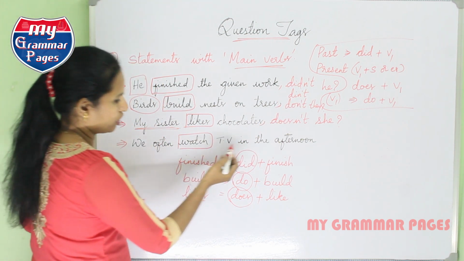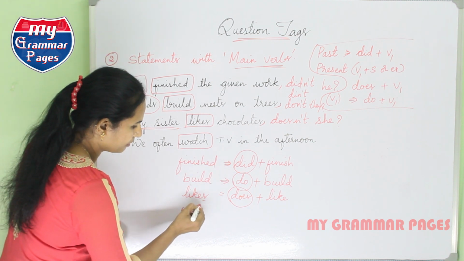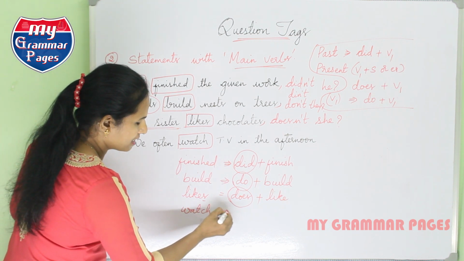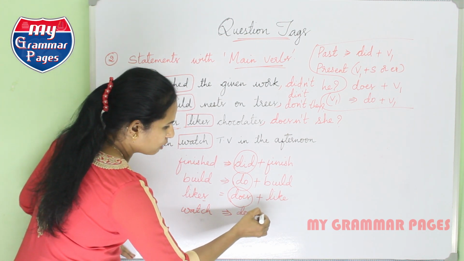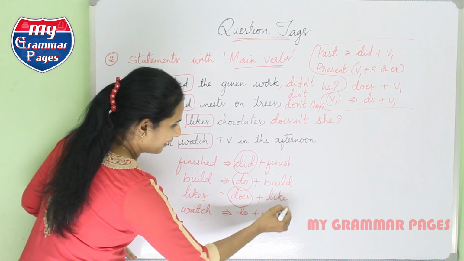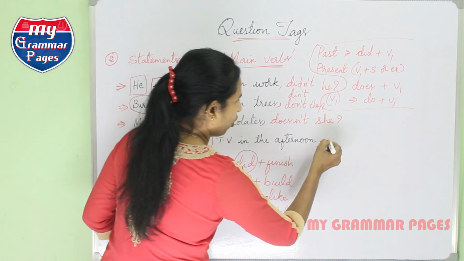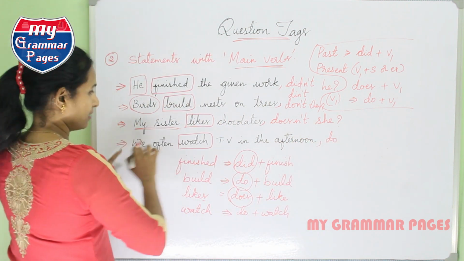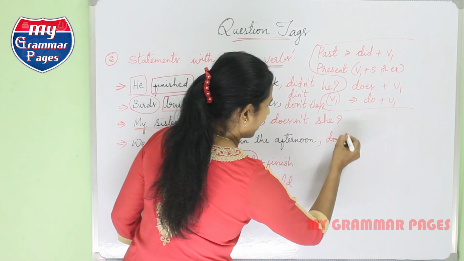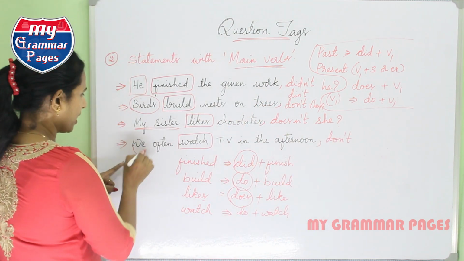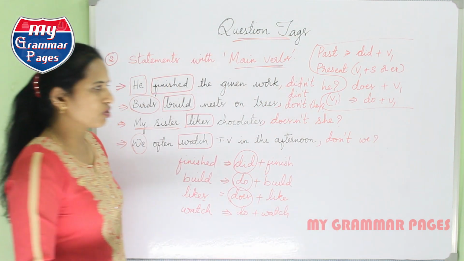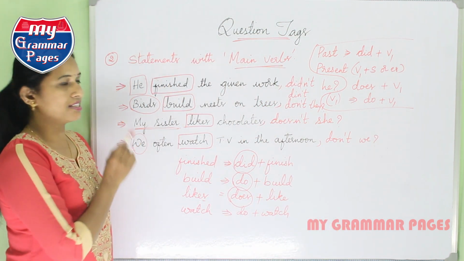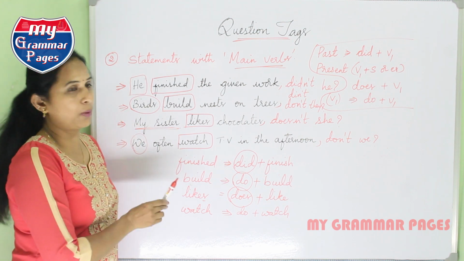And we often watch television. Watch is the main verb here. As it is a base form, I am going to take do once again. Do plus watch is equal to watch. Here keep a comma. Do. This is a positive statement. Make it negative. And we is a personal pronoun, so I am writing it as it is here. Don't we is the question tag. This is the second way of writing a question tag.